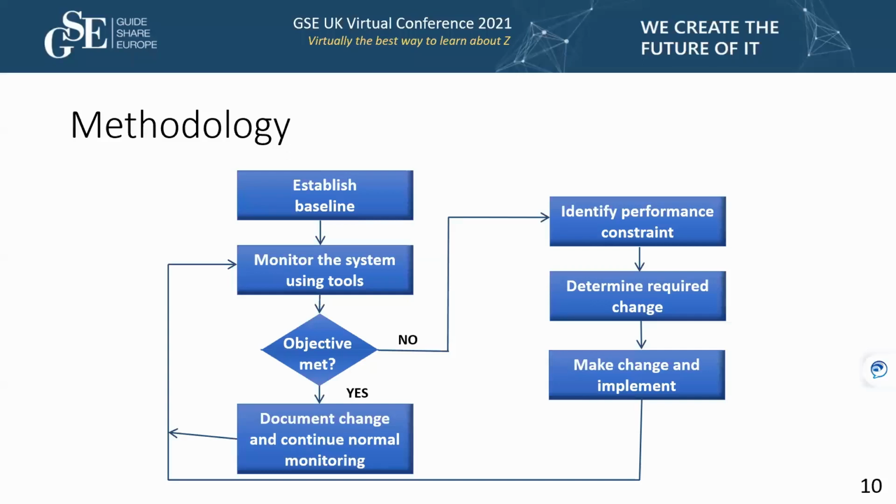So this is a flow chart for us programmers in the world, right? That love to see everything under flow charts. It's the same thing we've been talking about before, but establishing a baseline, monitoring the systems, determining whether you met the objective or not. And if you didn't, you might need to tweak it a little bit and try again.